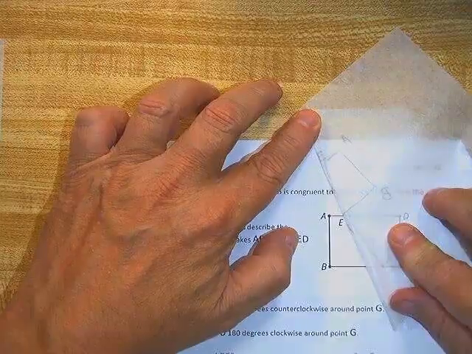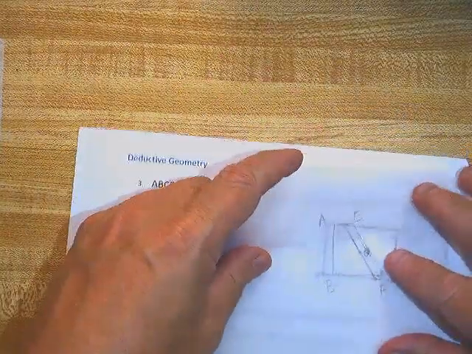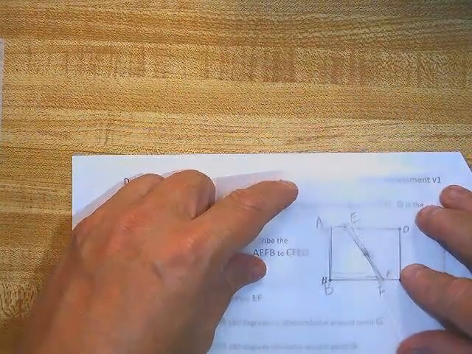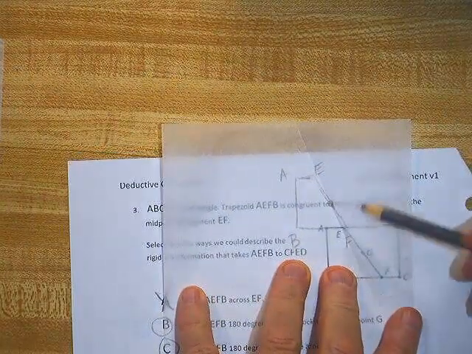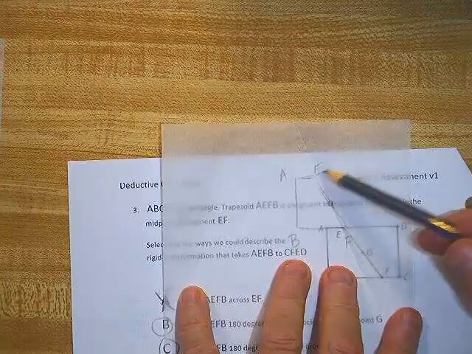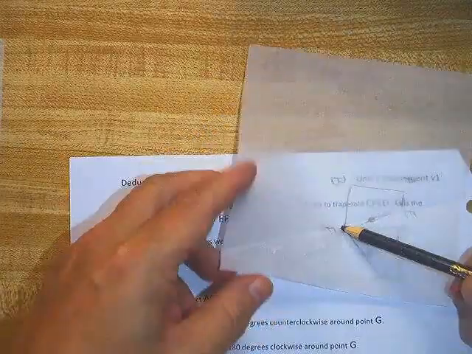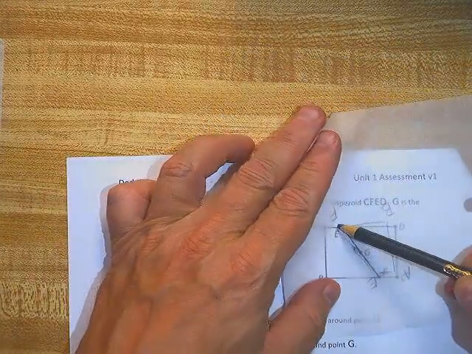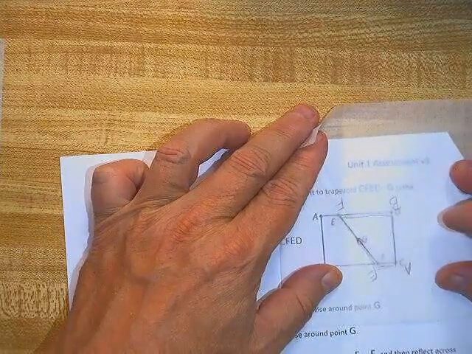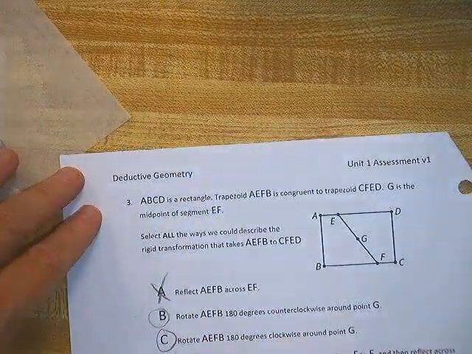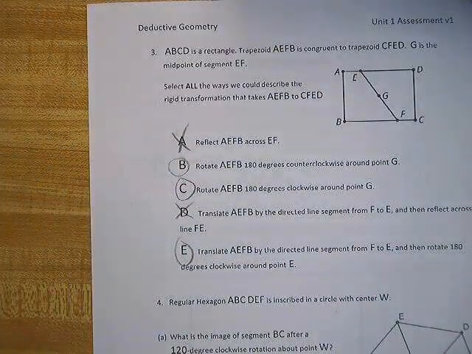I'm going from F to E, and then reflect over EF. You'll notice the shape's just not going to match up. And the last one is we're also doing a translation using vector FE. And then it's asking you to rotate around point E, and that's the original point E, not E prime. So if I rotate that clockwise 180 degrees, keep it on the point there, it does match up. So D is a no and E is a yes. It does work. So all the rotations did work.